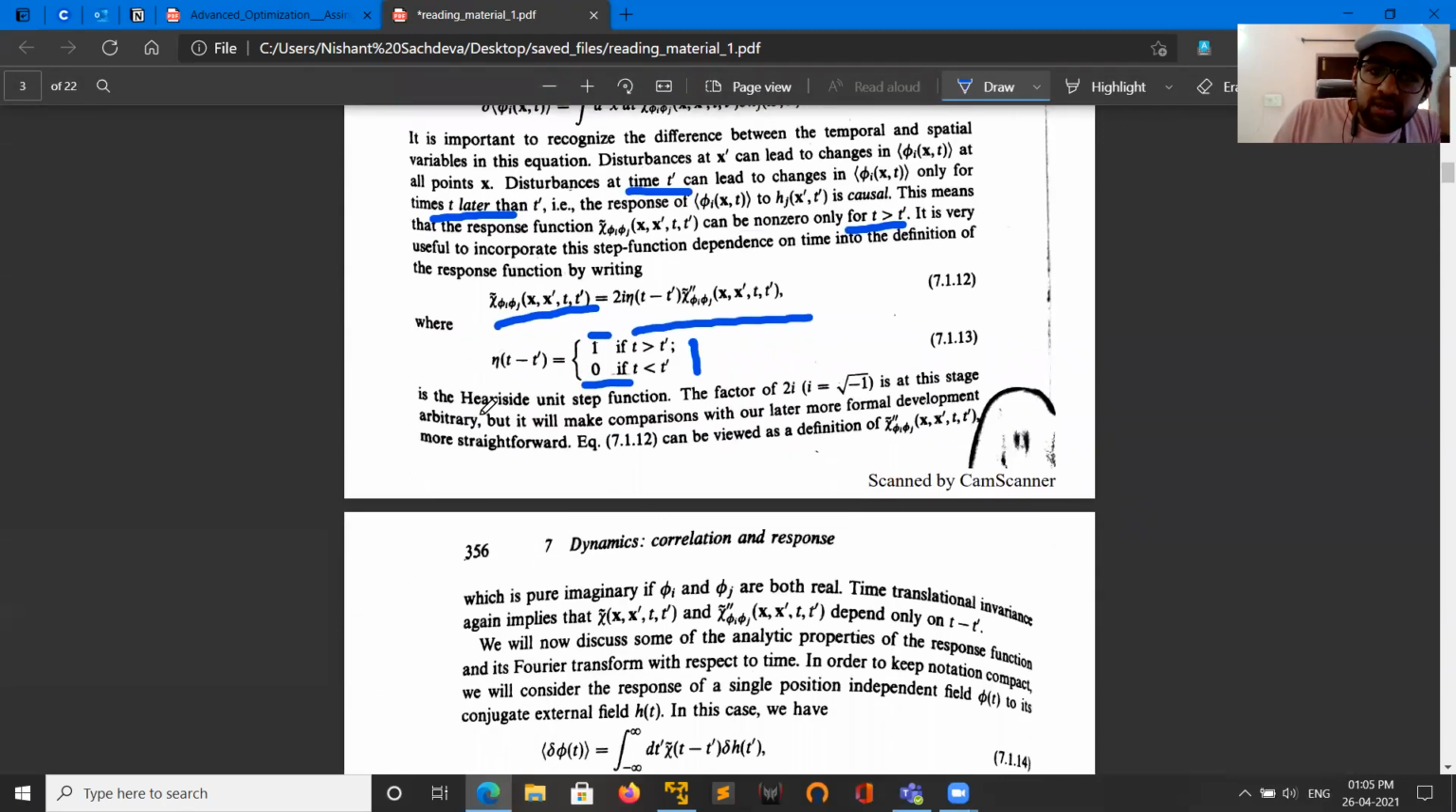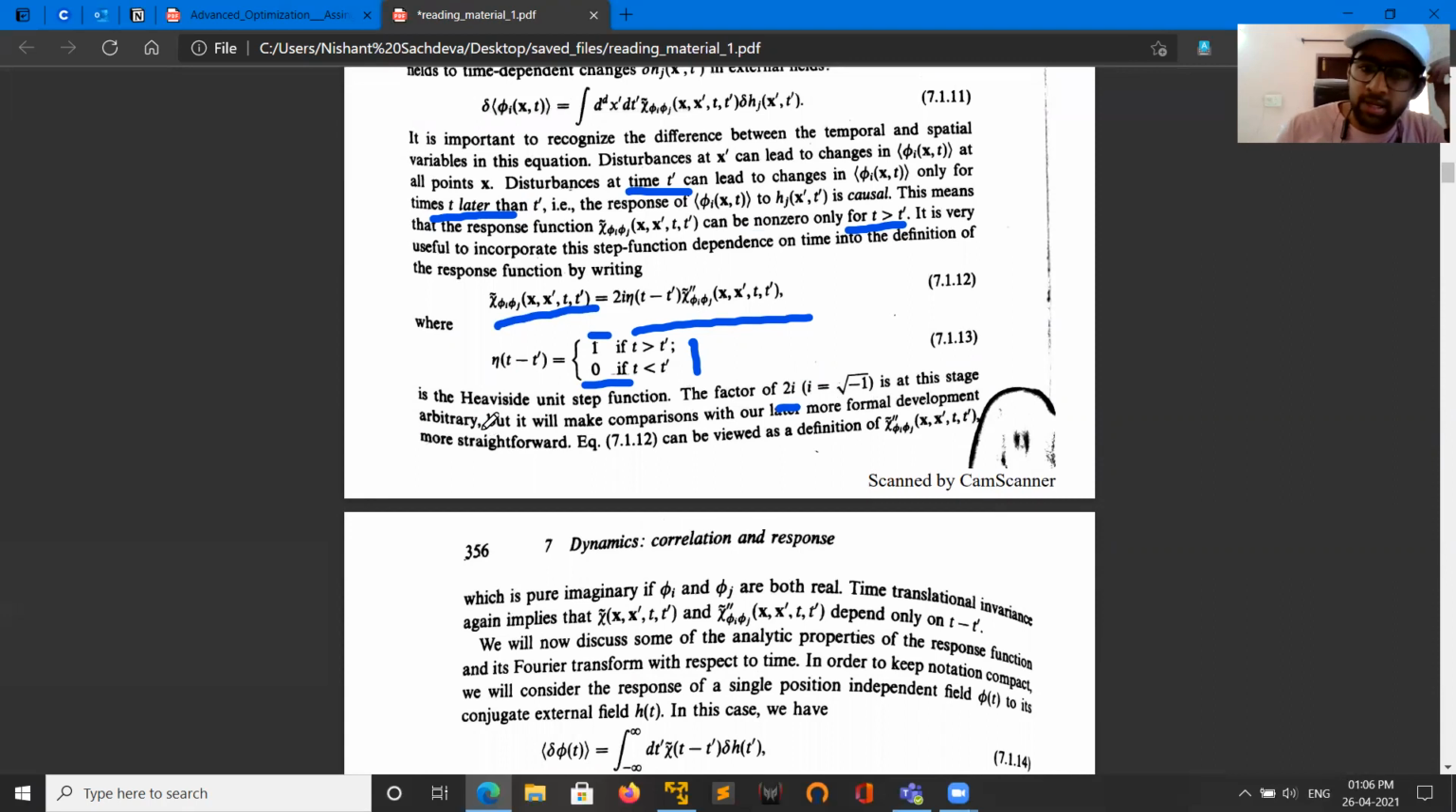Now this particular thing is called the Heaviside unit step function. The factor of 2 iota, where iota is a complex number called the square root of -1, is basically at this stage arbitrary. There's no particular reason to have it. It's only mathematical, it's empirical.